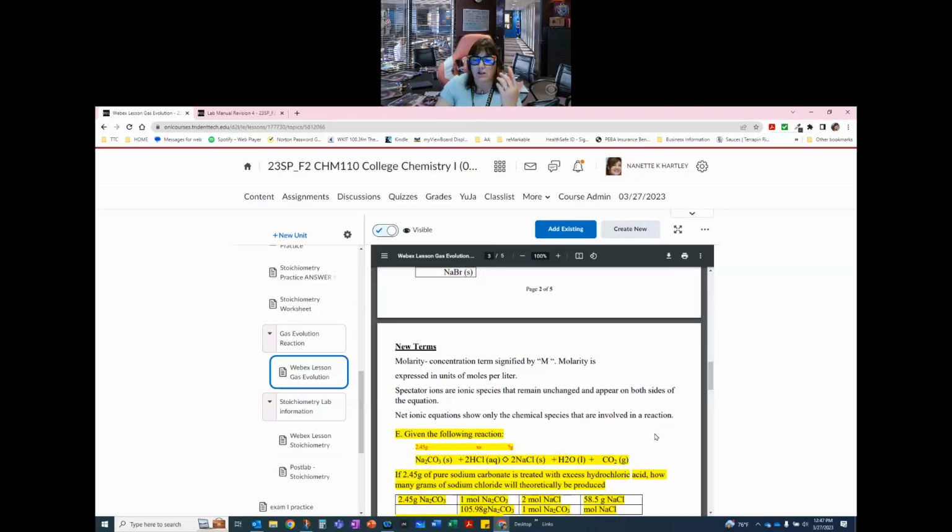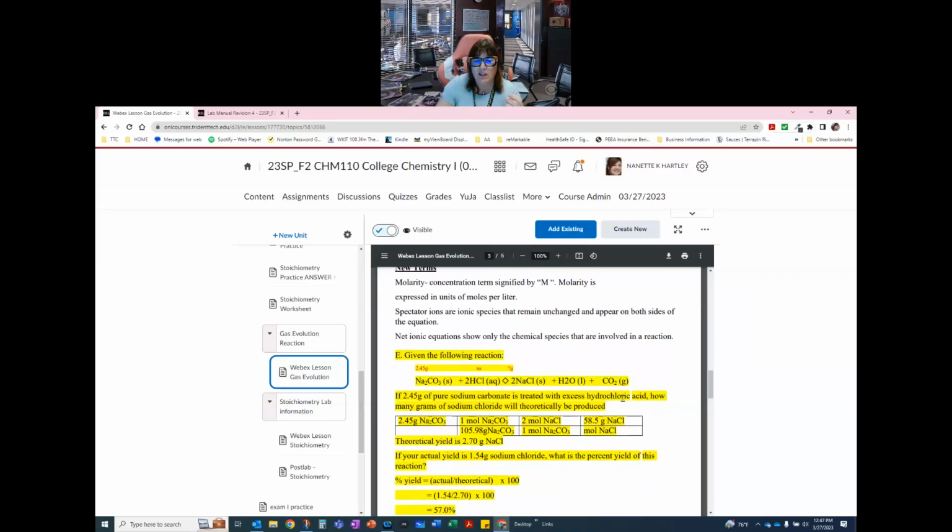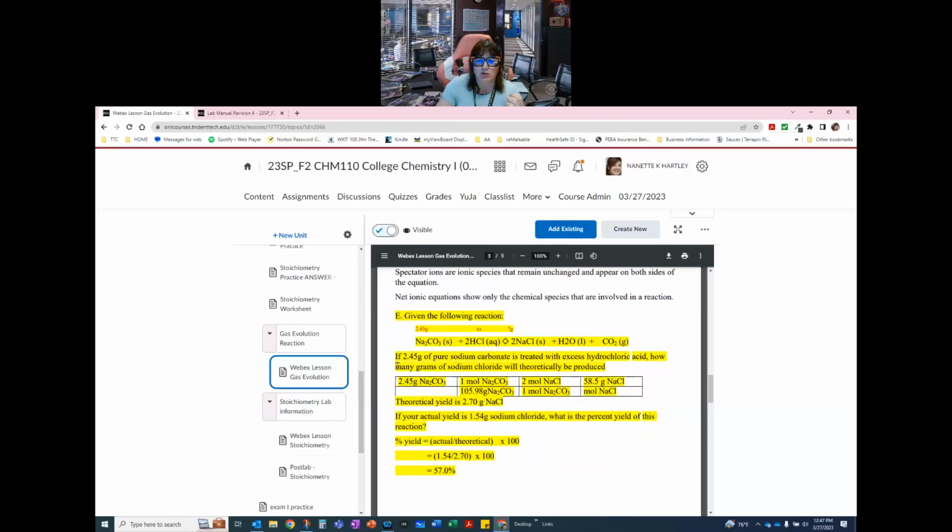Spectator ions are species that remain unchanged and appear on both sides of the equation. Net ionic equations show only the chemical species that are involved in the reaction. So if I have 2.45 grams of pure sodium carbonate and it's treated with excess hydrochloric acid, we want to be able to calculate how much sodium chloride will theoretically be produced. We do that by converting the grams to moles of Na2CO3. Then we use the molar ratio, 2 moles of NaCl are formed for every mole of Na2CO3 that's consumed.